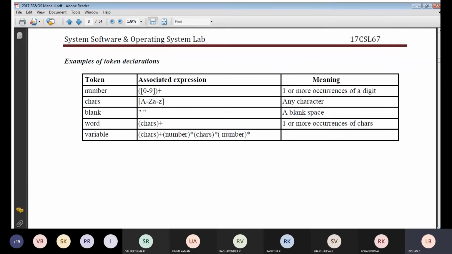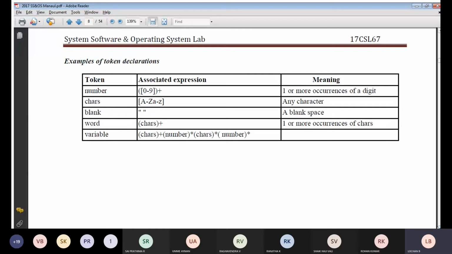Generally we will also be taking token declarations. That means you can have numericals or you can have characters. This is very important. You can have either numbers, and if you have numbers you can get the range from 0 to 9.